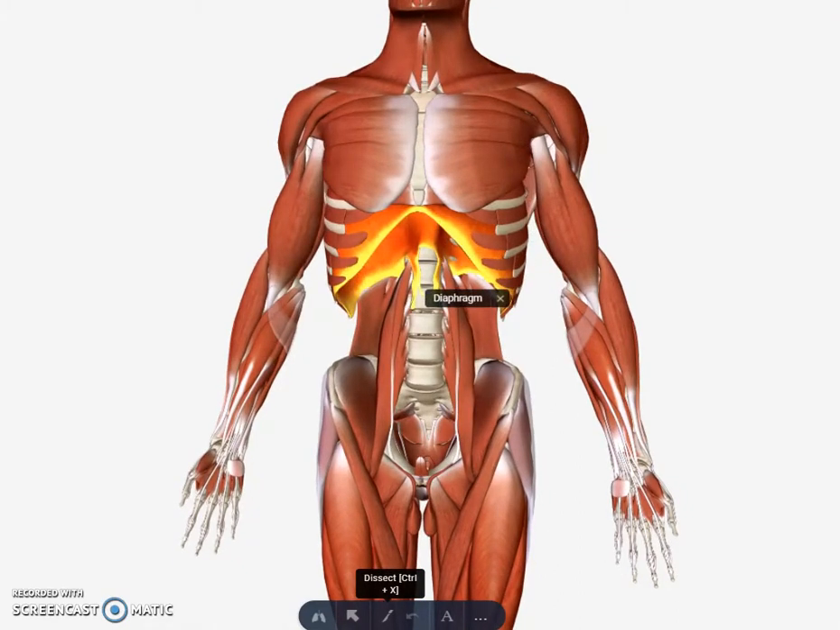This is the diaphragm. It is involved in allowing lungs to inflate or deflate. The origin is the sternum, ribs 6 to 12, and the lumbar vertebrae. The insertion is the central tendon.